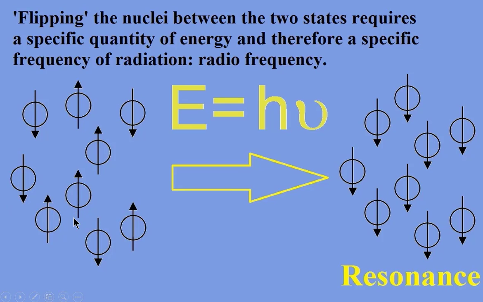Usually, when we put a sample into a magnetic field, about 50% of the nuclei have a magnetic moment which is aligned with the external magnetic field, and about 50% aligned already against the external magnetic field. But when we hit the nuclei with the correct energy to bridge that energy gap to the higher state, aligned against the external magnetic field, that's what we call coming into resonance.